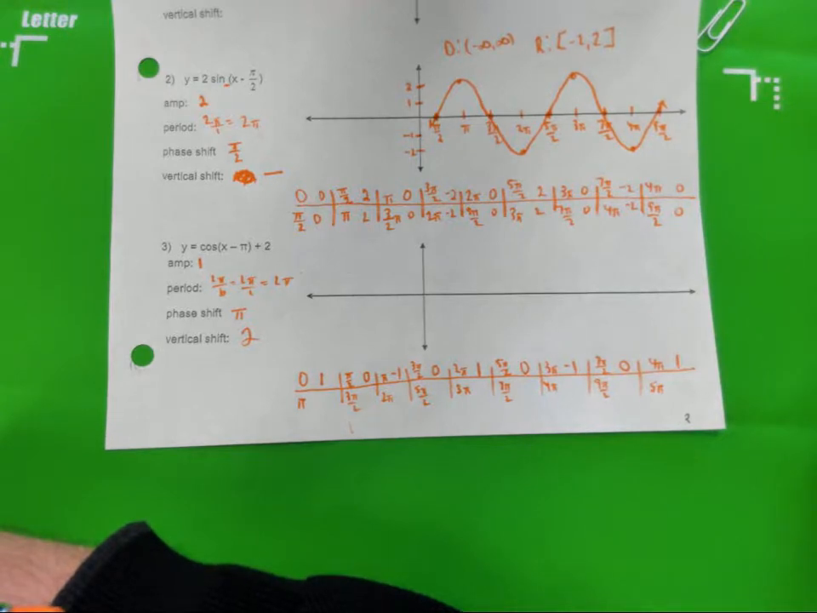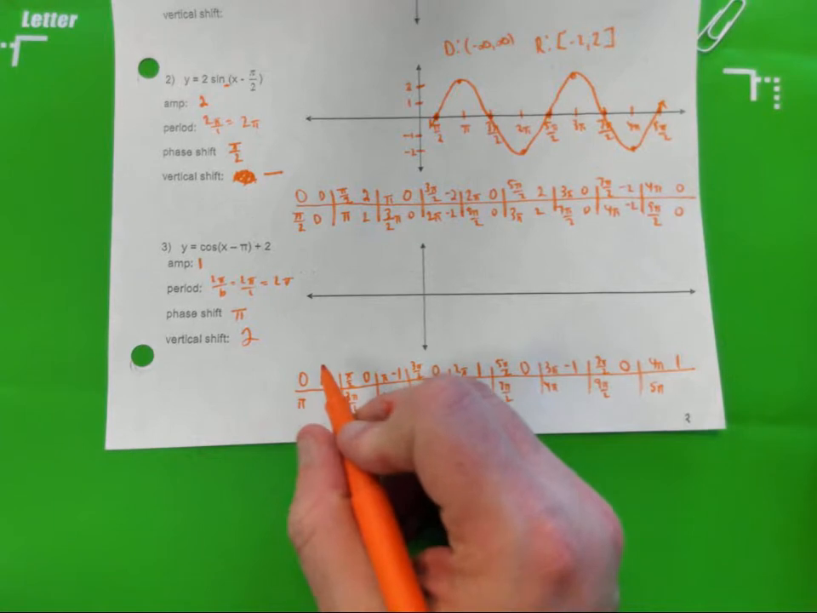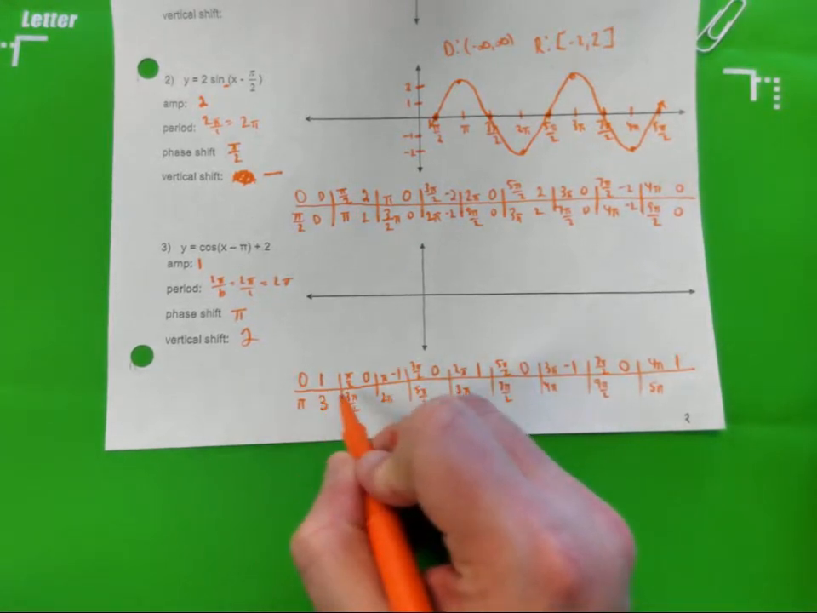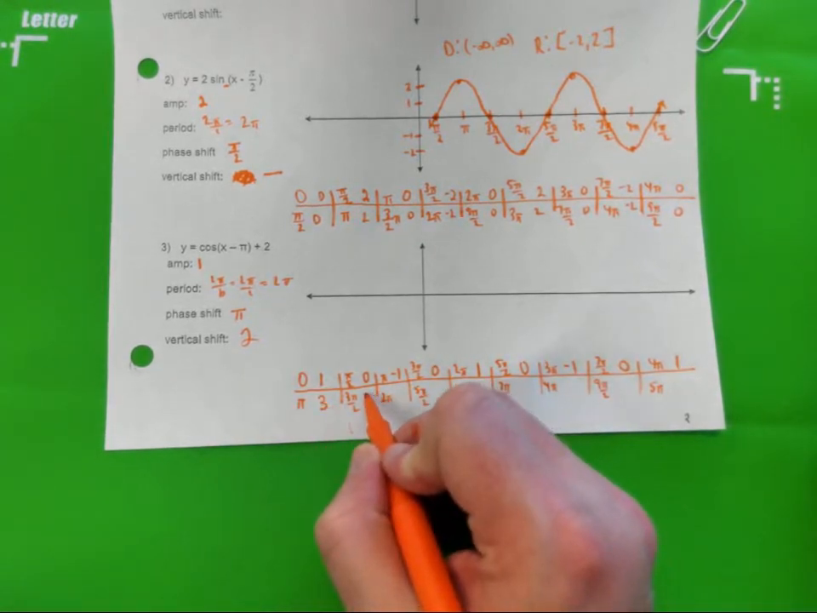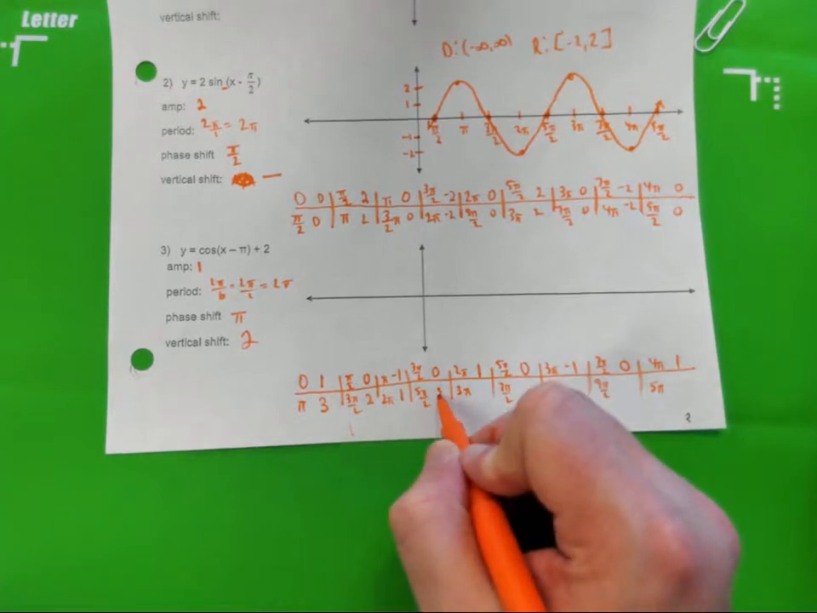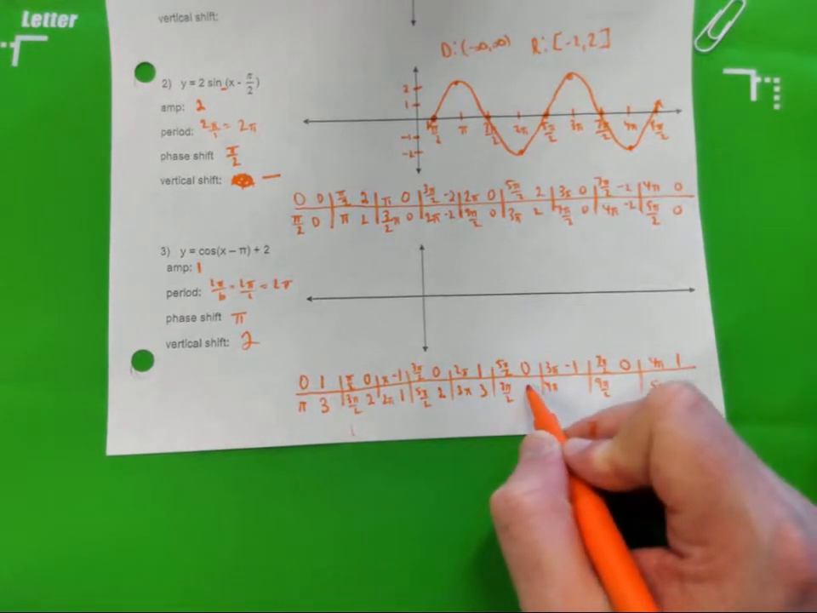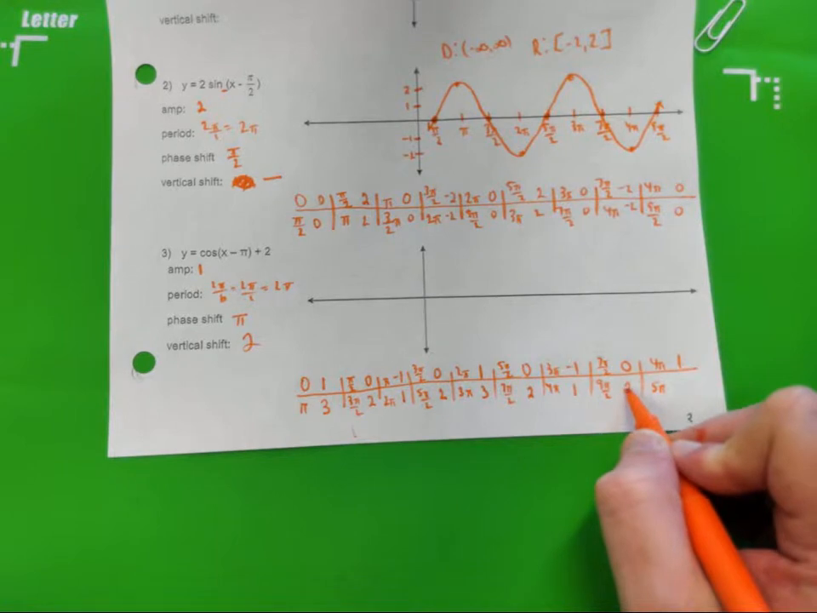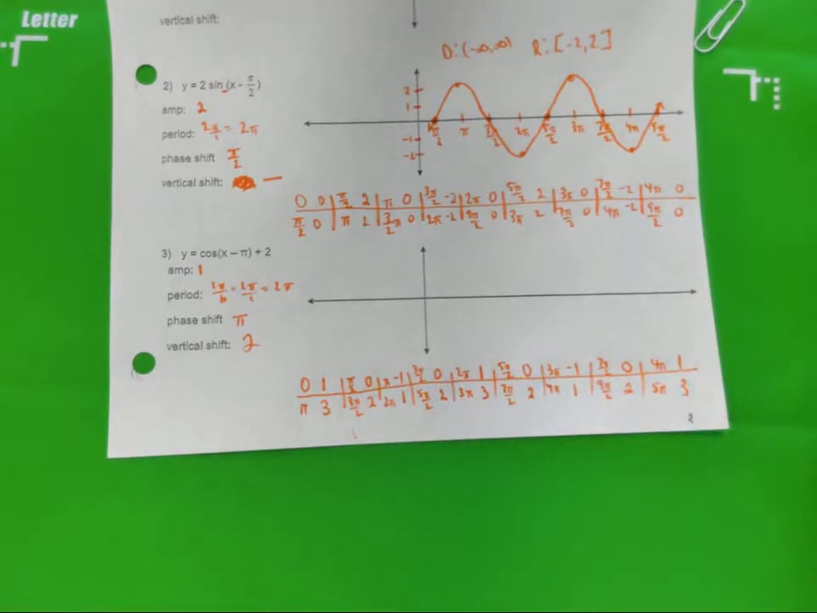Now vertical shift is 2, so I'm going to add 2 to each of my y coordinates. So 1 becomes a 3, 2, 1. This second line is what I'm going to graph on my graph as the transformation of that.